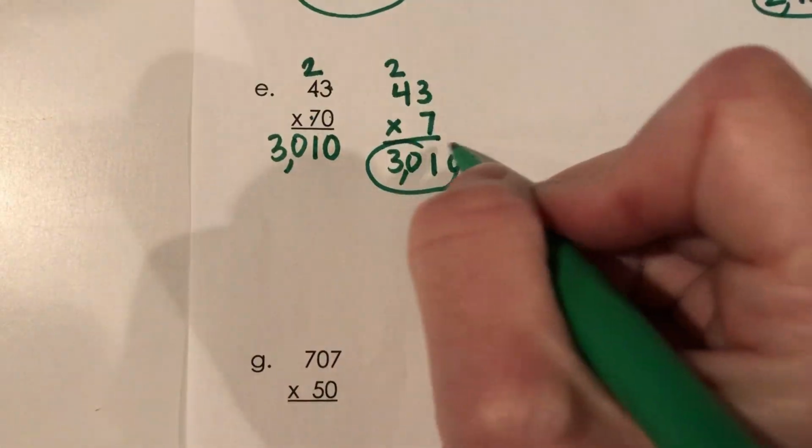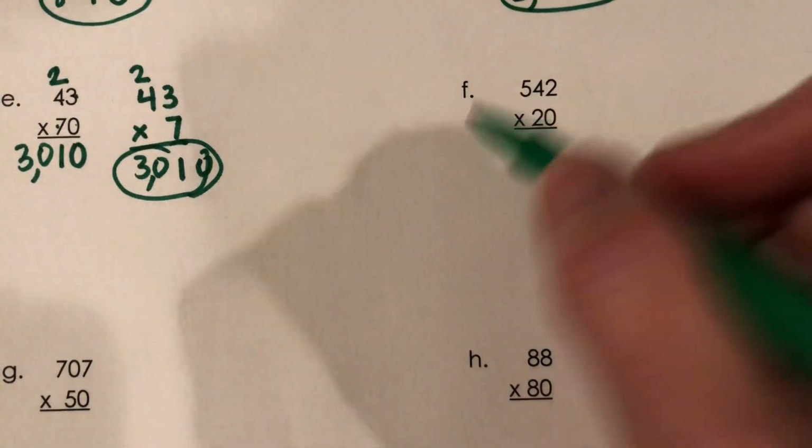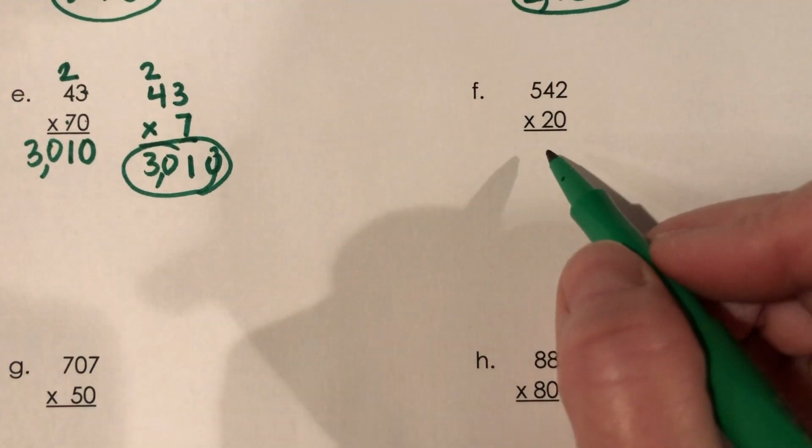All right, so let's circle my answer. Oops, I didn't do a very good job, but at least you can see it clearly there. All right, for letter F, now I have 3 digits, 542 times 20.